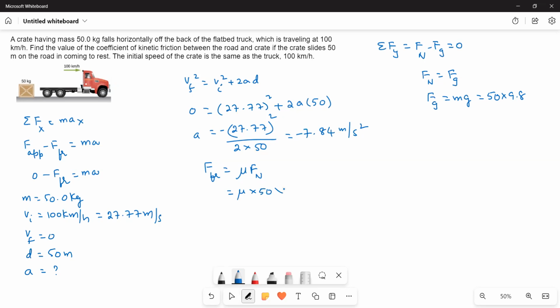50 into 9.8. So mu into 50 into 9.8 is equal to, I will write like this, minus, is equal to minus 50 into 7.84. Okay, 50 goes off and minus sign also goes off. So we are left with mu is equal to 7.84 divided by 9.8.